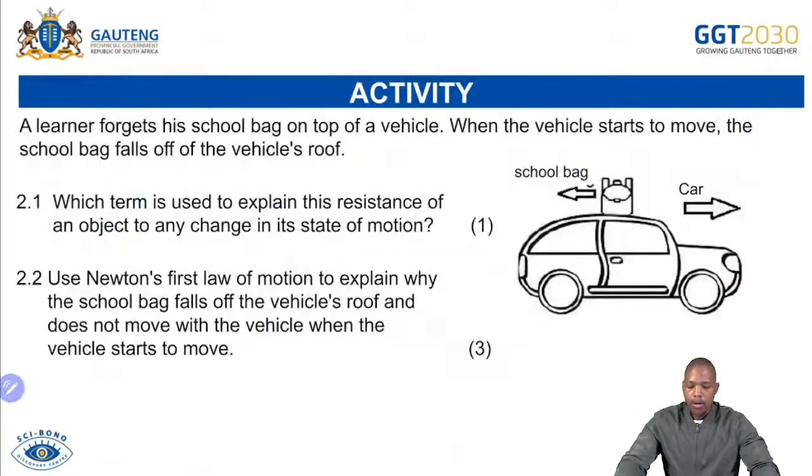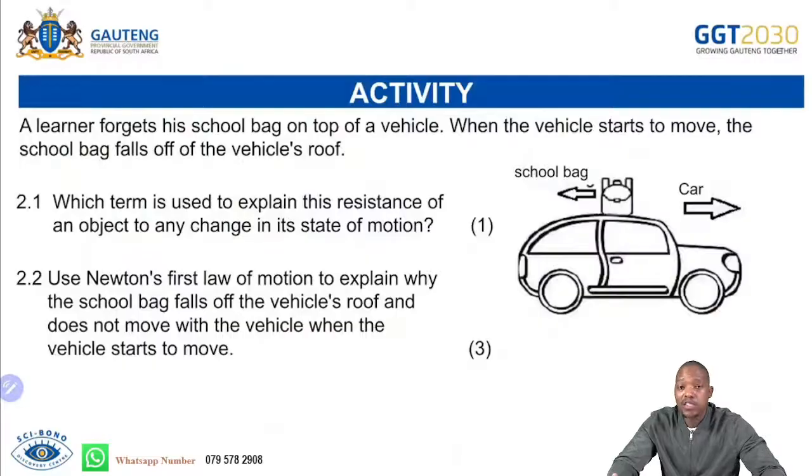Okay. Right. So what I want us to do now, I want us to look at an activity from a typical exam question paper and try to see how we are expected to answer such questions. Okay. In our activity, we have a learner who forgets his school bag on top of a vehicle. When the vehicle starts to move, the school bag falls off the vehicle's roof, and there's a diagram that shows all of that. There is a school bag there, then the car starts simply moving, and the car does not move with the school bag.